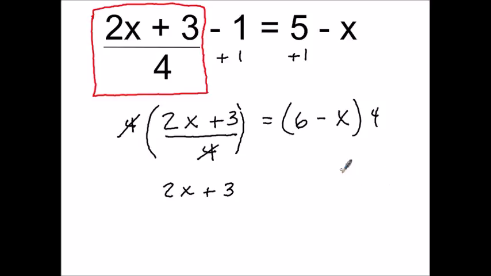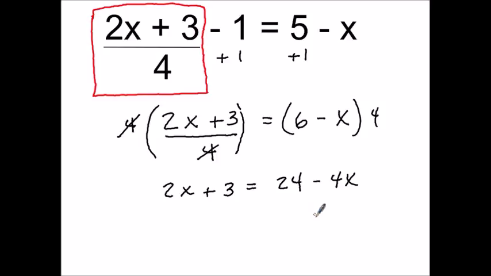Now, the mistake a lot of students make is when they multiply the other side by 4, they only multiply one of the terms by 4. That is a mistake. Every single term over here gets multiplied by that 4. So, distributing here, 4 times 6 gives me 24. 4 times negative x gives me negative 4x.